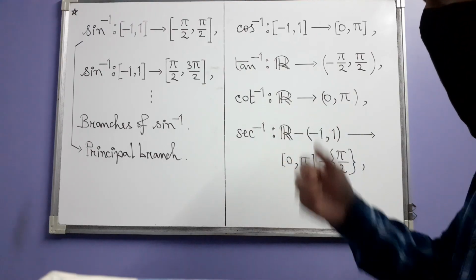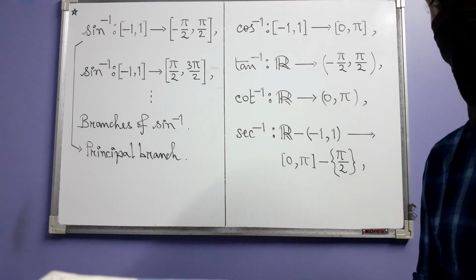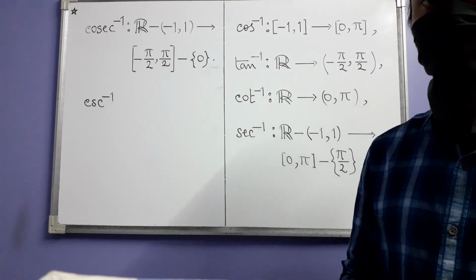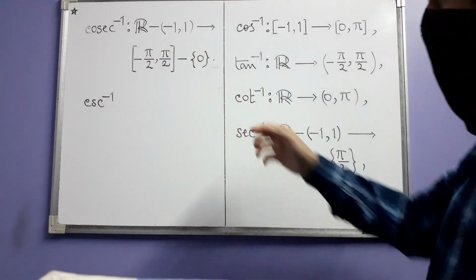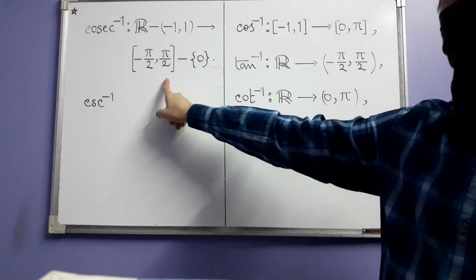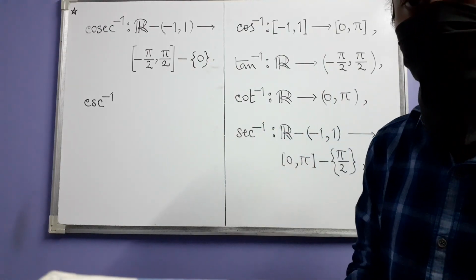And then we have the cosecant function also. For that also, let's see the inverse. And the principal branch of the inverse cosecant function is this. Here the domain is just like this one, and the range is this closed interval minus pi over 2 comma pi over 2, from which 0 has been removed.